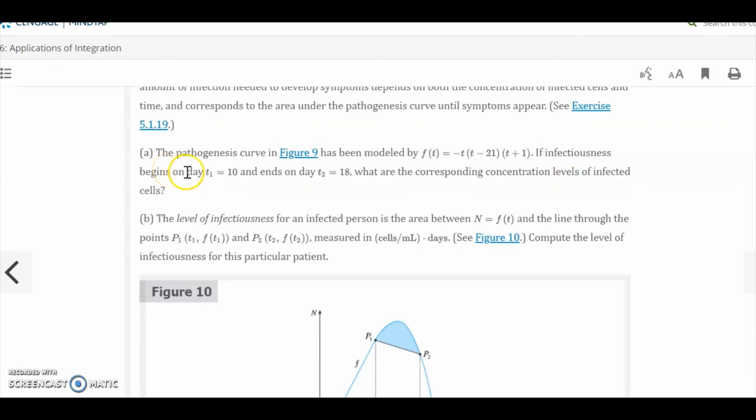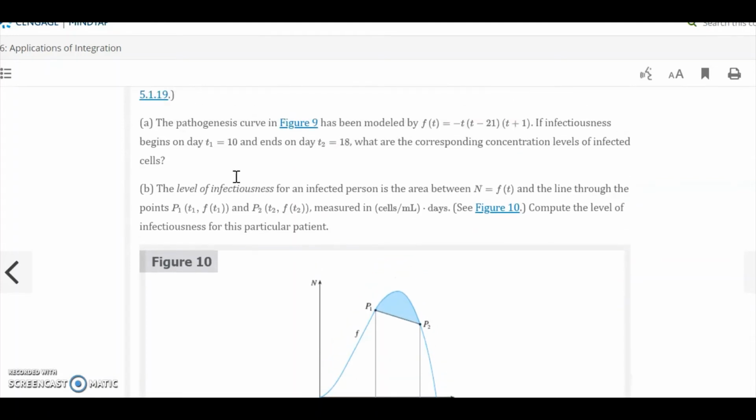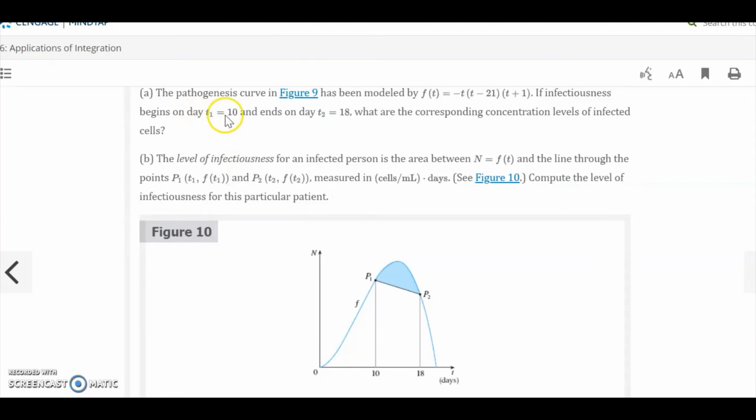So if infectiousness begins on day 1, so they have day 1, T1 is equal to 10. Oh, sorry. So they're saying they're starting at, they want to look at day 10 to day 18. Okay, so they have T sub 1 is equal to 10, and T sub 2 is equal to 18. And they want to see what are the corresponding concentration levels of infected cells.